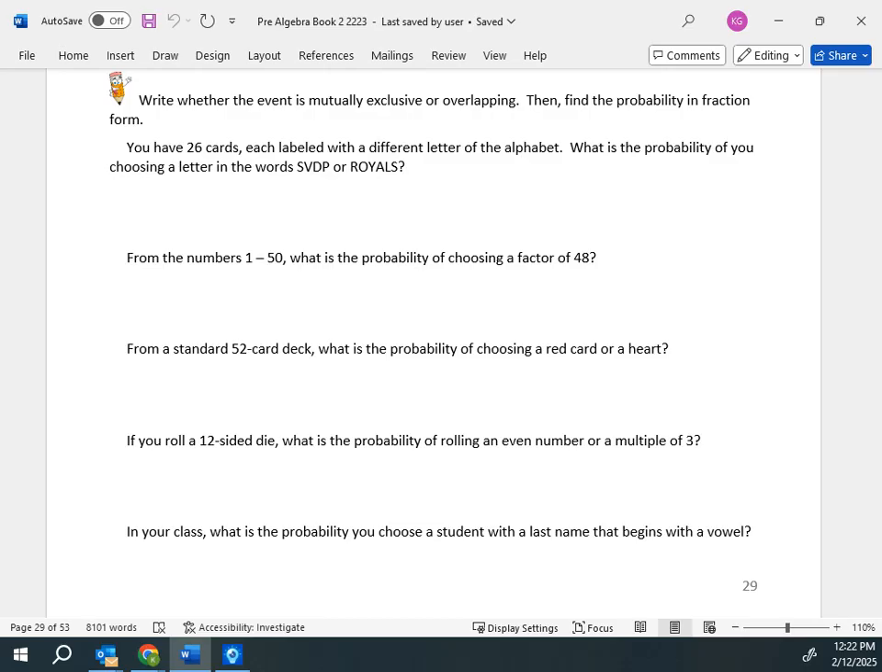How would you know the answer you just gave me? I'm not looking for the answer, I'm asking what it is that you're looking at. You look at all the letters and see if there's any overlapping between the two. See if there's any letters that are the same, right? That's the overlap. So I see there's an S in SVDP and there's an S in Royals. There's the common letter that they have in common. So we know that it's overlapping.